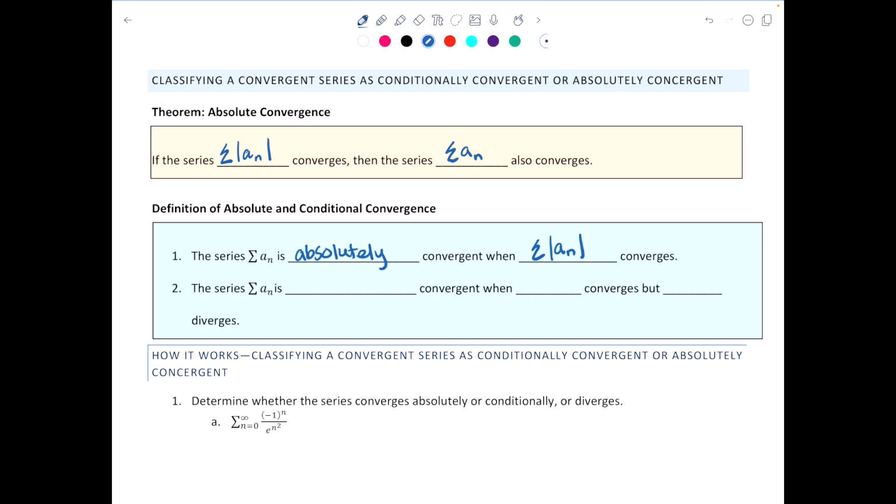The series summation A sub n is conditionally convergent when the summation A sub n converges, but the summation absolute A sub n diverges. Cool? Okay. So, and in here, a sub n can be negative. So don't think about this as the condition for the a sub n that you use for that alternating series test.